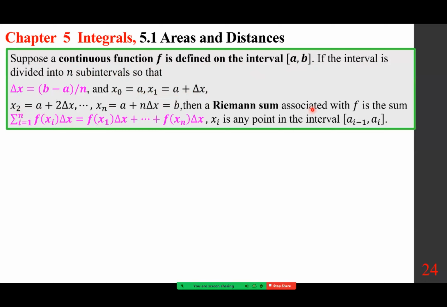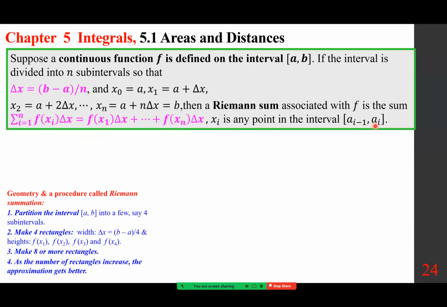A Riemann sum associated with f is the sum of f of x sub i delta x as i goes from 1 to n, which means f of x sub 1 times delta x plus f of x sub 2 all the way to f of x sub n times delta x. x sub i is any point in the interval of a sub i minus 1 and a sub i.